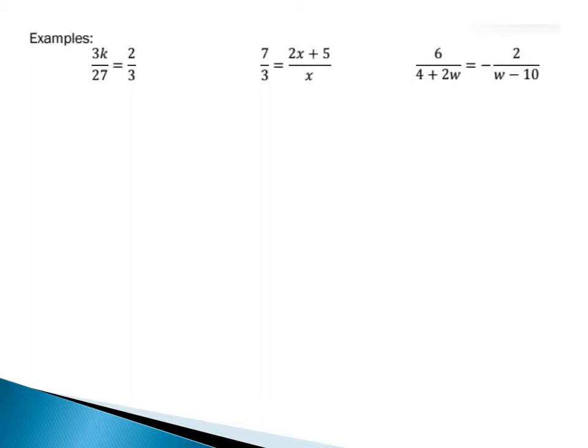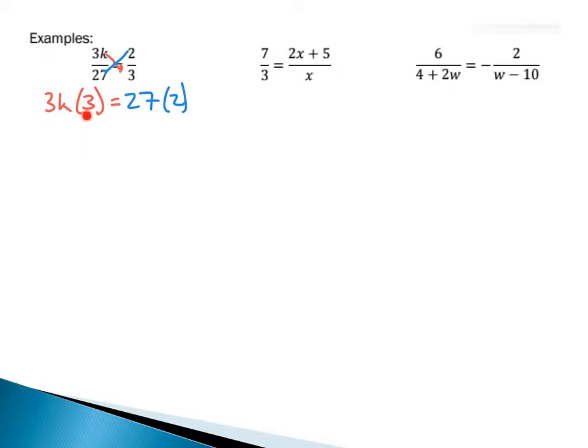All right, so here are some examples. I'm going to go through these a little quick. We could solve these like we did last section, using our properties of equations, but instead we're going to use a cross product. We start with the numerator of one and multiply it by the denominator of the other. So I have 3k times 3, and I set that equal to the product of the other numerator and denominator, 27 times 2. Then I simplify each side and solve for k.